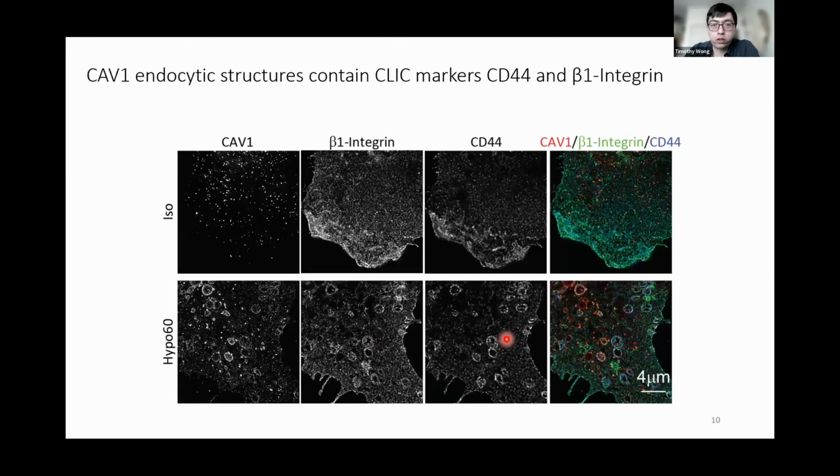When we saw these structures, we were trying to understand better what they are, and if we could see other markers. What we found was that the CLIC markers, CD44, as well as the CLIC cargo beta-1 integrin, were co-localizing with the CAV1 endocytic structures upon hypotonic shock. So in isotonic, regular conditions, we see CAV1 puncta, as well as cell surface labeling of CD44 and beta-1 integrin. But with the shock, we're seeing beta-1 integrin and CD44 in these spherical structures.